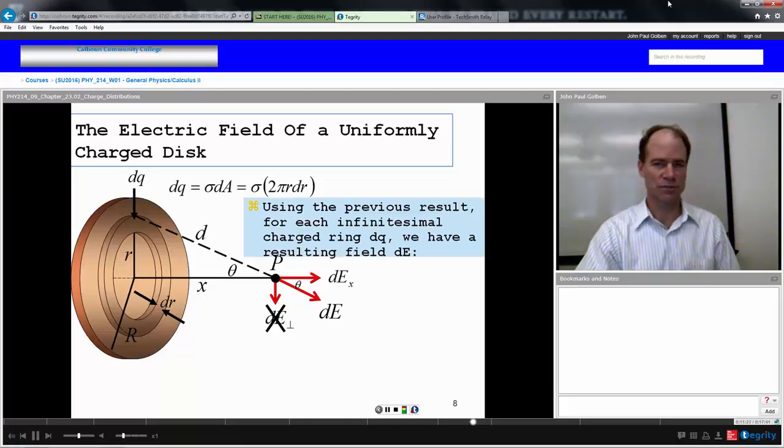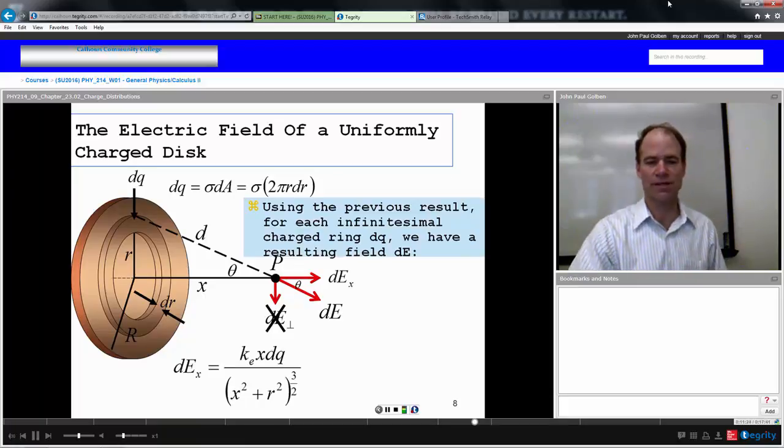Using the previous result that we got for each ring, we find our dE in the x direction is going to be k x dq over (x squared plus r squared) to the 3/2, r being the radius of every one of these rings, but now that's going to be a variable because we're going to go from 0 to the total radius of this disk.